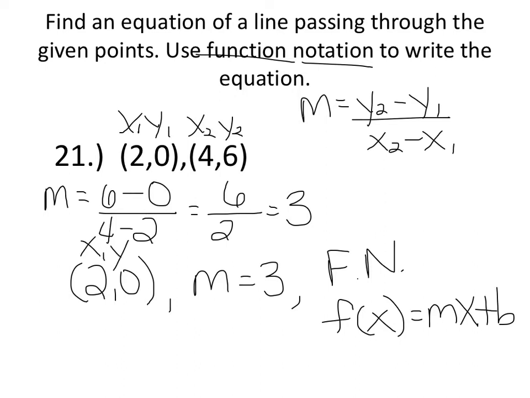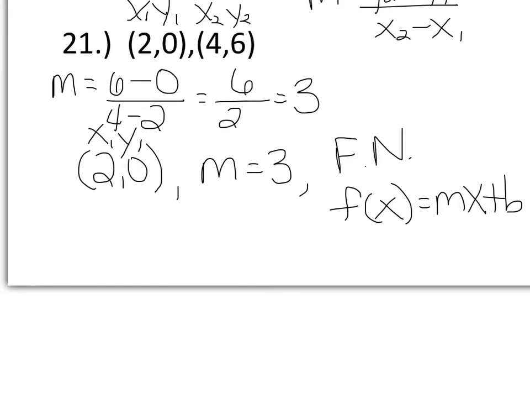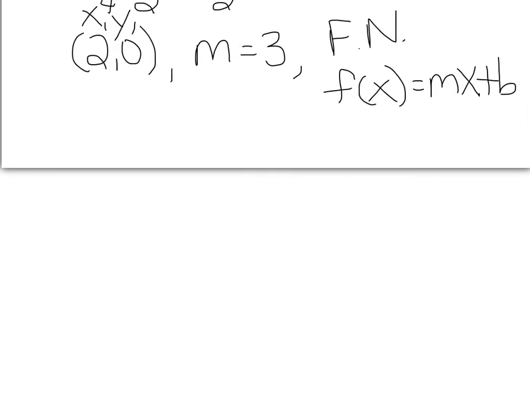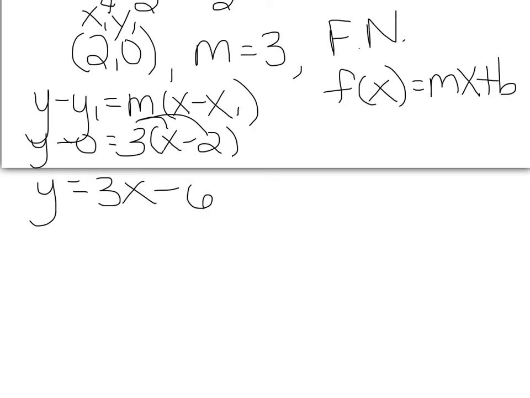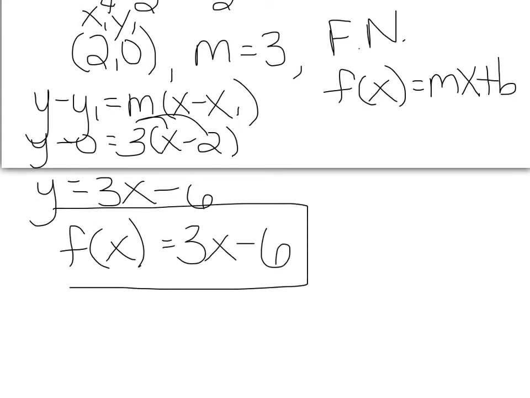So I'm going to label x1, y1, just like we did the other problems. So we're going to plug in y minus y1 equals m times x minus x1. So I'm going to do y minus 0 equals 3 times x minus 2. Y equals, because y minus 0 is just y, distribute your 3, 3x minus 6. Now I'm not done because this says y equals and I want f of x. So f of x equals 3x minus 6. Now you're in function notation.